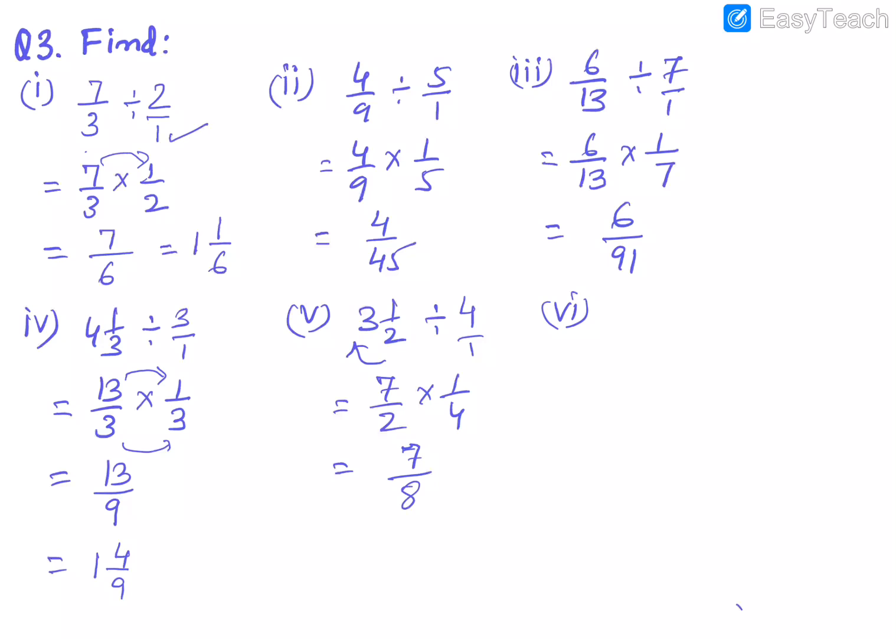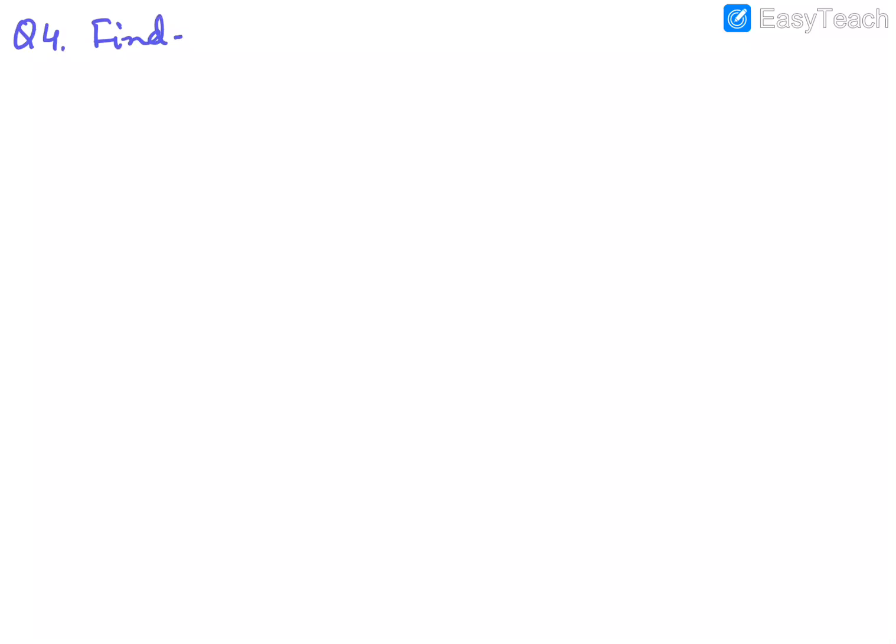And last, 4 3 by 7 is to be divided by 7. This is a whole number, this is a mixed fraction. Changing this into an improper fraction, 7 4's are 28 and 3, 31 by 7. Then into 1 by 7. 31 1's are 31, 7 7's are 49. This is the answer. In question number 4, we have to divide a fraction by another fraction.